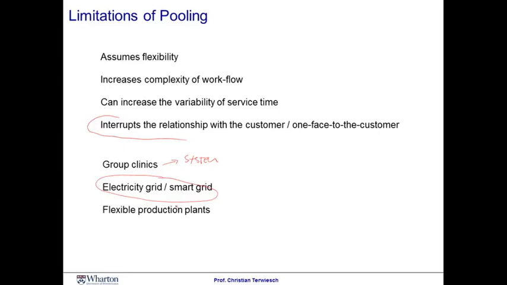Notice the idea of partial pooling that we talked about in the context of flexibility in production plants. We talked about how in the automotive industry, some companies, including Nissan, have been able to, instead of having every plant be able to produce every vehicle, have every vehicle be produced in two plants so that we can get almost all the benefits of pooling without paying all the cost.